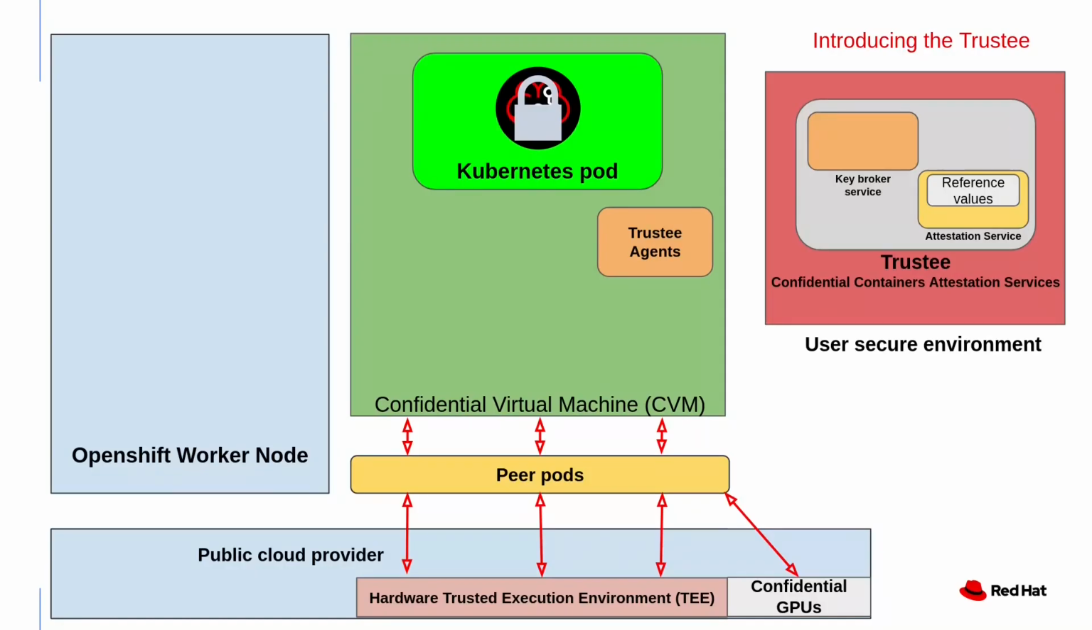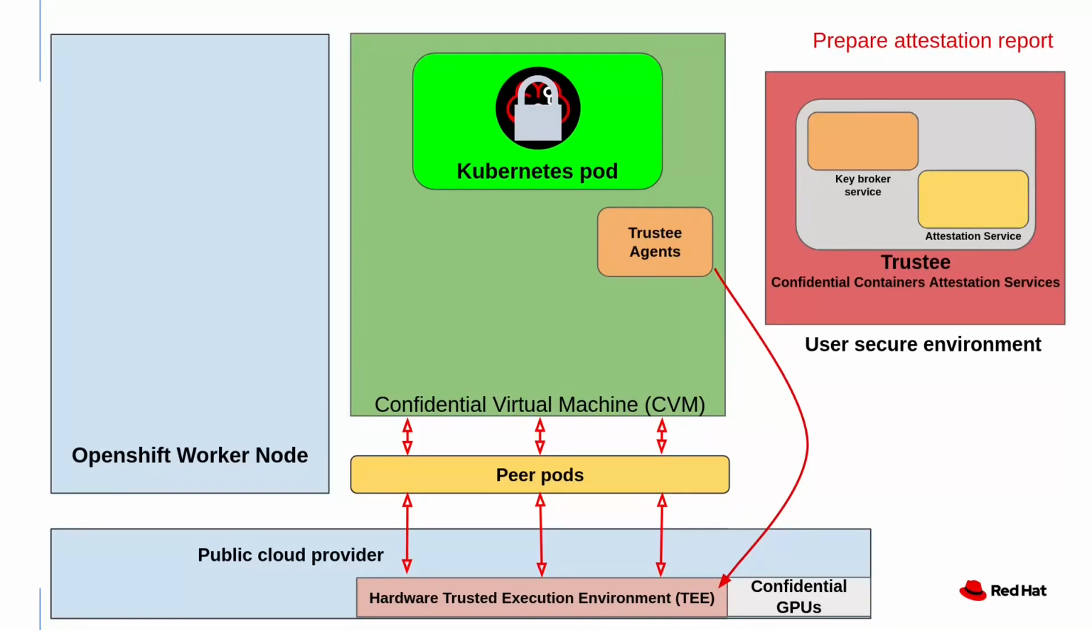The Trustee's job is to perform attestation, which means getting the software and hardware measurements coming from the confidential virtual machine and comparing them with a set of expected results, called reference values, that have been set in the Trustee beforehand. This is how it works.